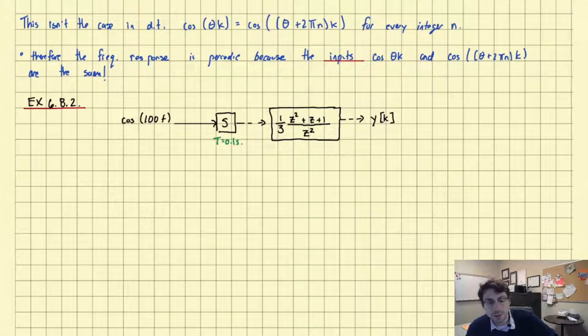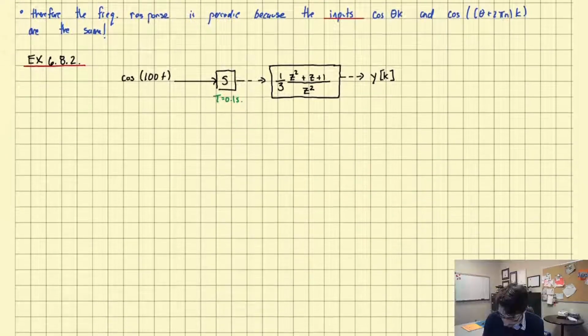Now, notice that the system is BIBO stable, right? It has 2 poles at z equal to 0, so that's inside the disk. So we can use the results that we saw last class to compute the response to this input. Okay? So first thing we need to do is figure out what the input is to the discrete time system. So after sampling, what signal do we have?